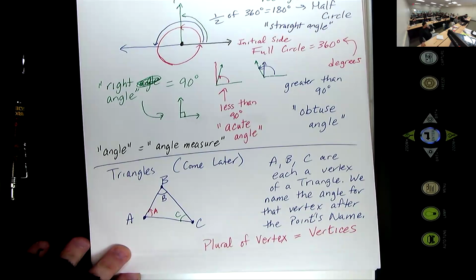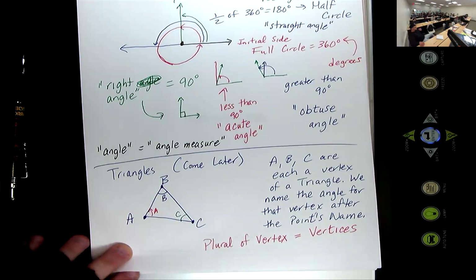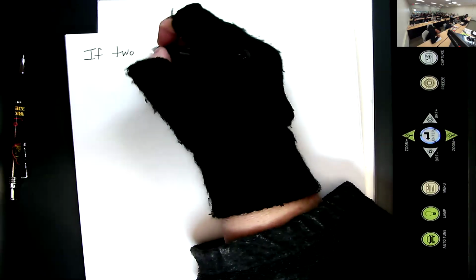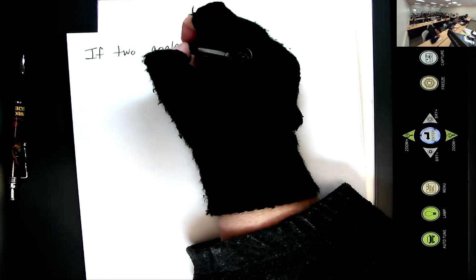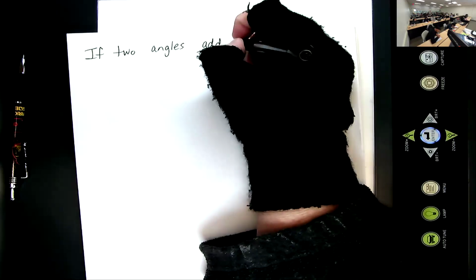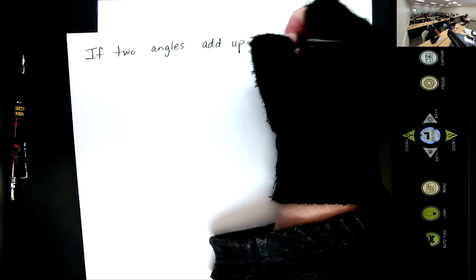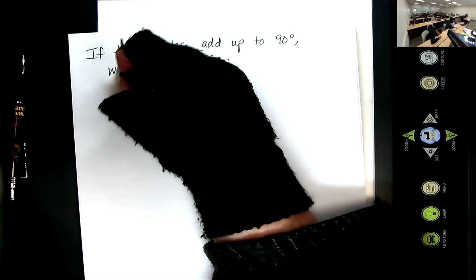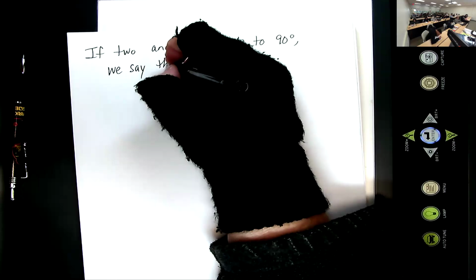Anyone still writing? If you are, raise your hand. Give me another second. All right, onward we go. So, if two angles add up to 90 degrees, we say they are complementary angles.